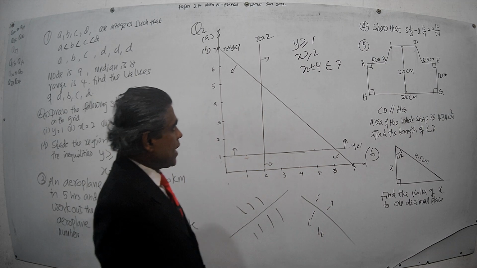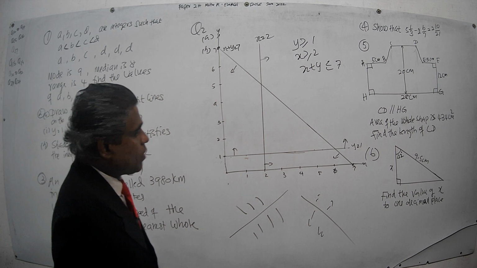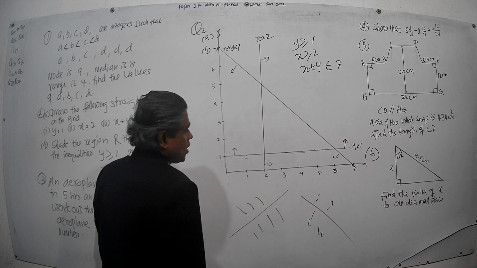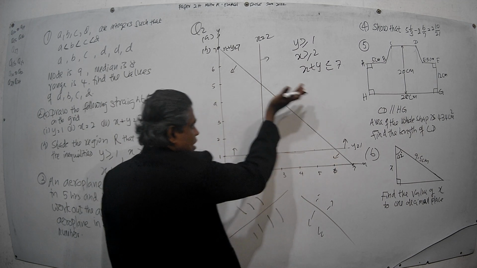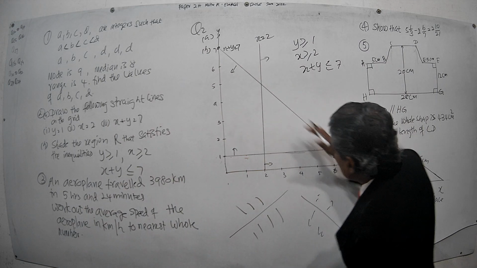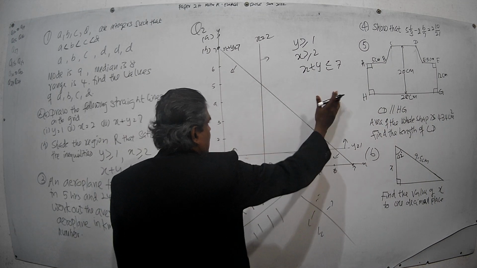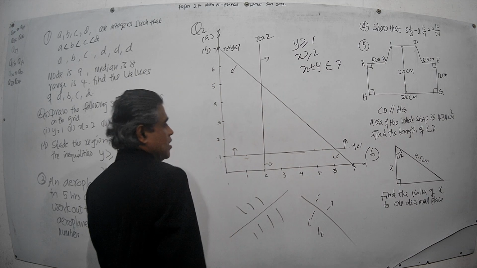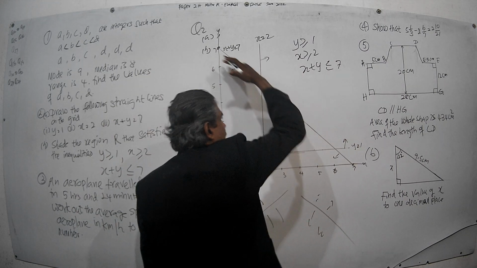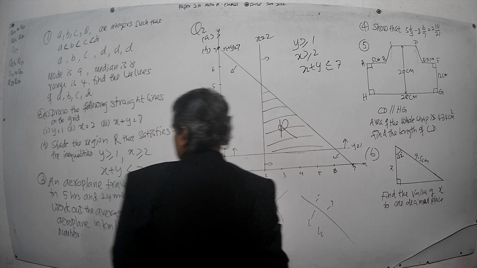Now we have to take the common region satisfying all three inequalities. From this line, the upper region; from this line, the lower region, the region below; from this line, the region rightward. Therefore, the common region will be this one, this triangle. This will be R. Okay, that is done.